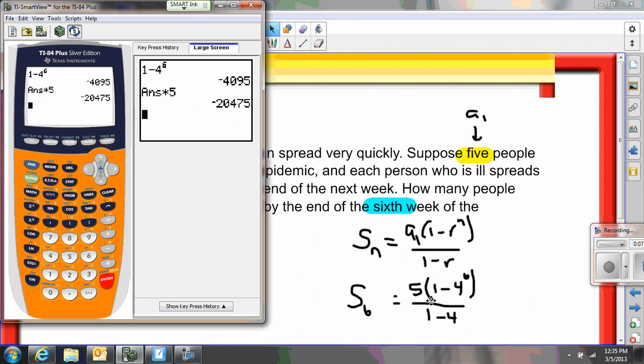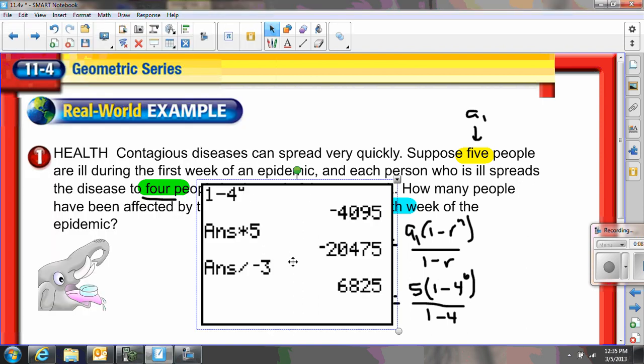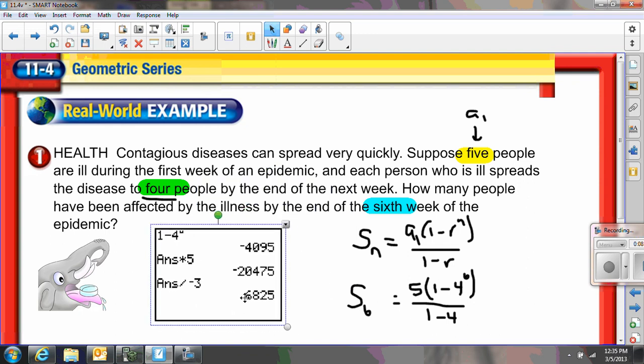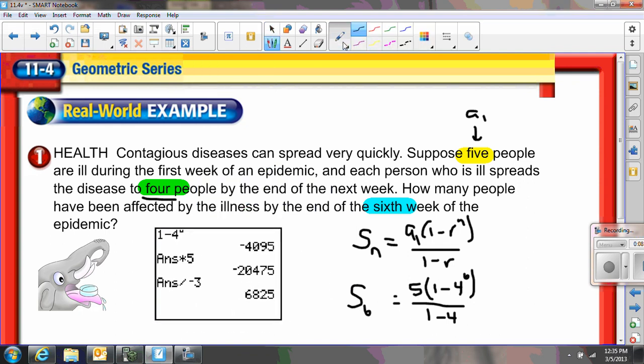This is the numerator of the expression. Now I want to divide that by 1 minus 4, or a -3. If I divide by -3, that gives me an answer of 6,825. And that, my friends, is the number of people that are affected by this illness after 6 weeks. So it looks like that elephant has a good idea by taking that medicine. Stay away from that illness. 6 weeks' time is almost 7,000 people sick. And that's a geometric series.